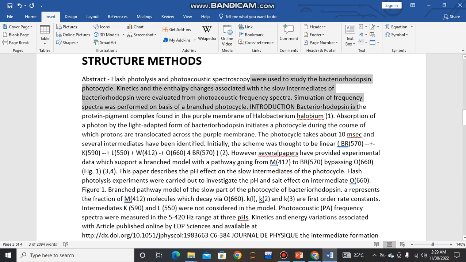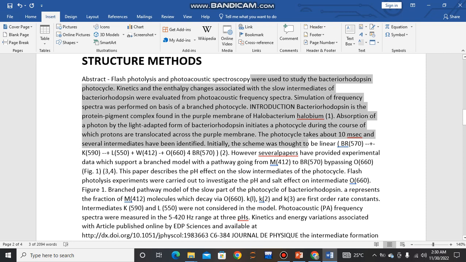Introduction. Bacteriorhodopsin is the protein pigment complex found in the purple membrane of Halobacterium halobium. Absorption of a photon by the light adapted form of the bacteriorhodopsin initiates a photocycle during the course of which protons are translocated across the purple membrane. The photocycle takes 10 seconds and several intermediates have been identified.